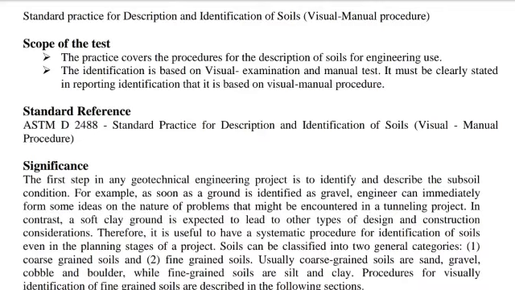The identification is based on visual examination and manual test. It must be clearly stated in reporting identification that it is based on visual-manual procedure. Standard reference: ASTM D2488, Standard Practice for Description and Identification of Soils.